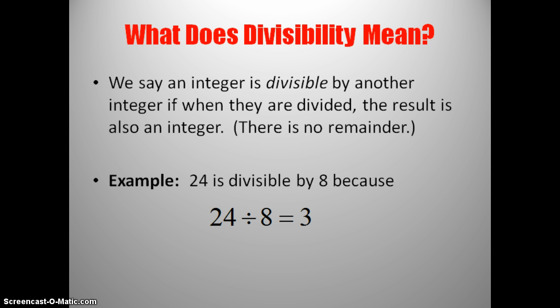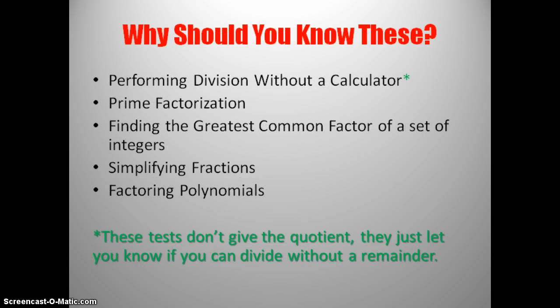For example, we say that 24 is divisible by 8 because when we divide 24 by 8, we get an integer, 3. And again, there's no remainder or no decimal. Now, you might want to know why you should know these, because you could always just check to see if something is divisible by using your calculator. But if you are performing long division, or you don't have a calculator or are not permitted to use a calculator, knowing these divisibility facts can help you go a little more quickly.